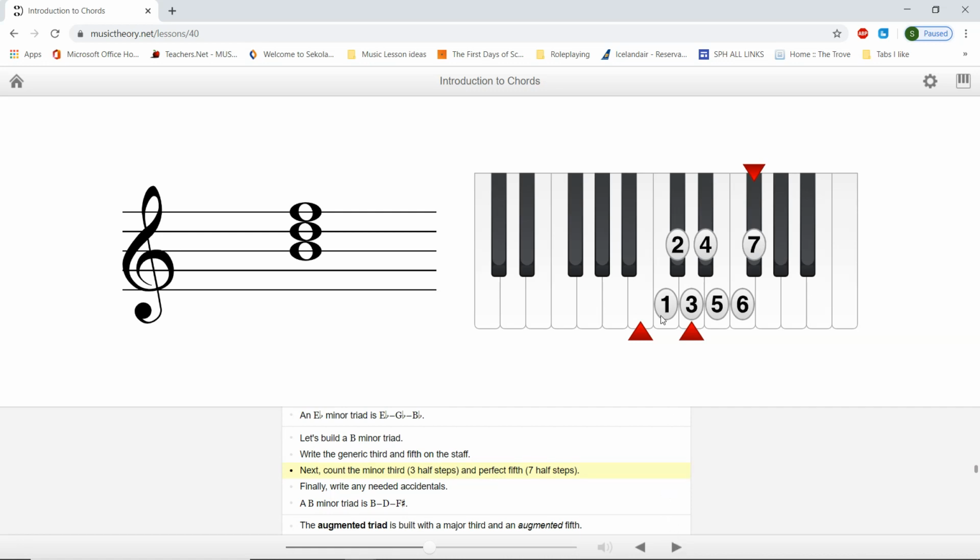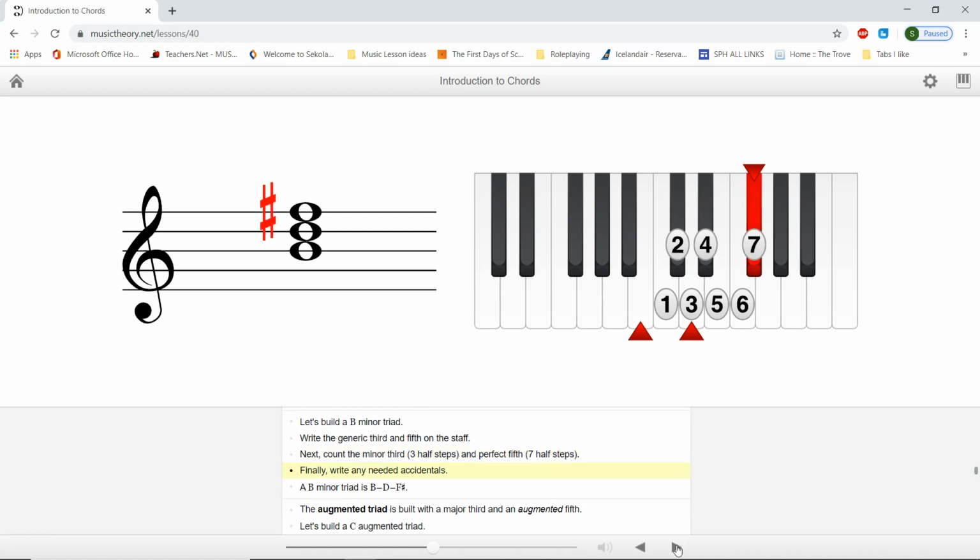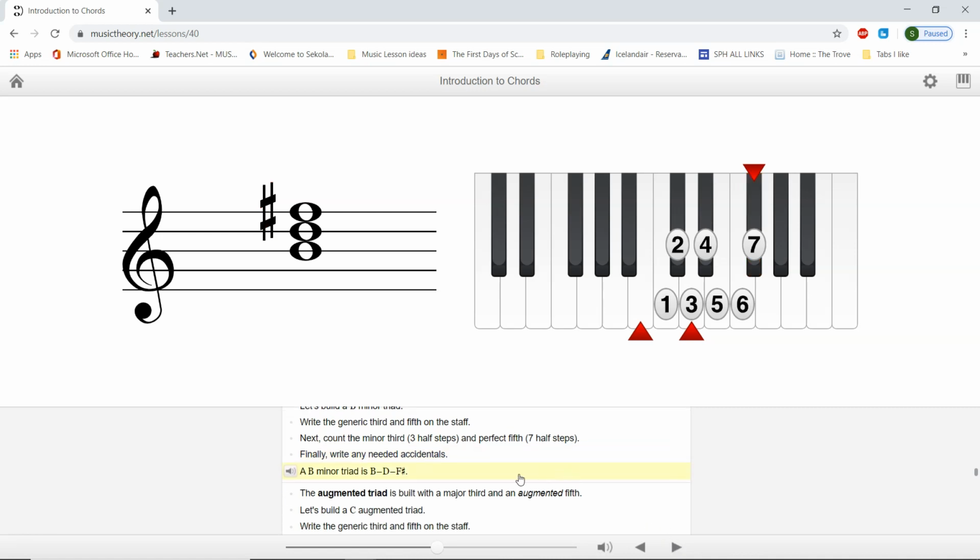Well, we're counting out 3 steps now instead of 4. 1, 2, 3. It's on the D natural. We only have 1 accidental because we lowered the 3rd by a half step. And that tells us that the B minor triad is B, D, and F sharp. That D sharp went from a D sharp to a D.